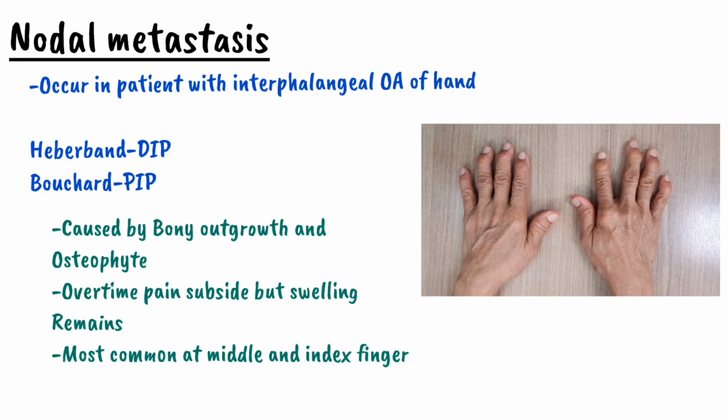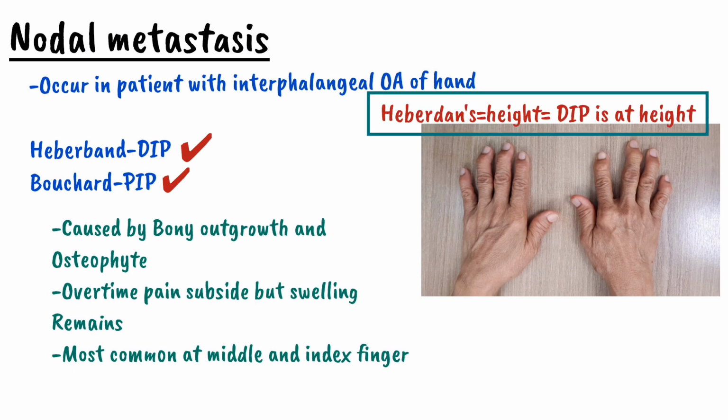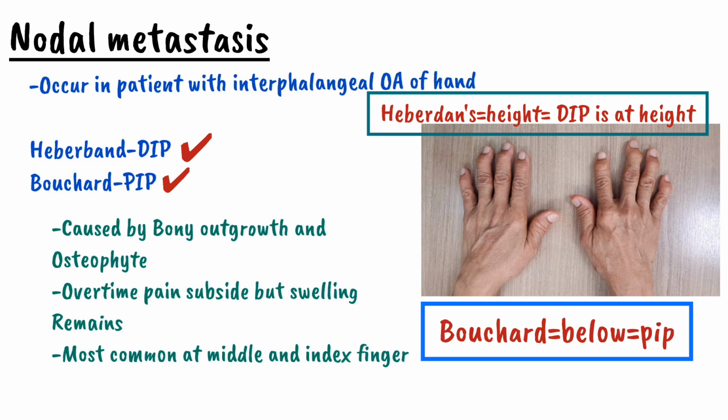Apart from the small joints of the hand, there are also nodal changes of the small joints of the hand. These include Heberden nodes, which mostly involve the DIP, and Bouchard nodes, which involve the PIP. Remember this by a mnemonic: Heberden has an H in the name, and it is present at height. So the DIP is at the height, so the Heberden node involves the DIP joint, and the Bouchard node is below, so it involves the PIP joint.